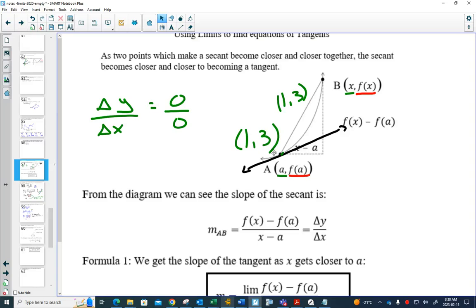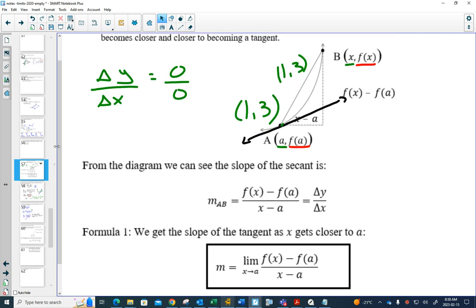Yesterday's concept was if we took 2 points, one had an x coordinate and one had an actual value, a, then you would have a y coordinate with x and a y coordinate with a. And the idea yesterday was if x got closer and closer to a, which was this limit formula at the bottom, then the secant line would get closer and closer to the tangent line.